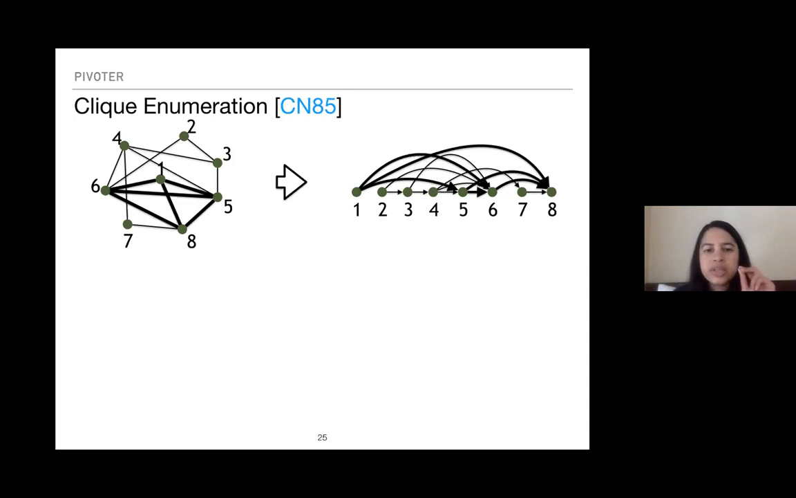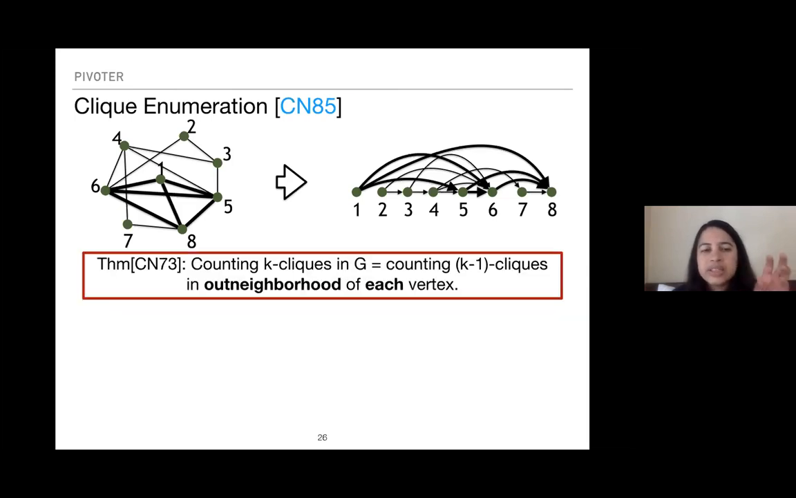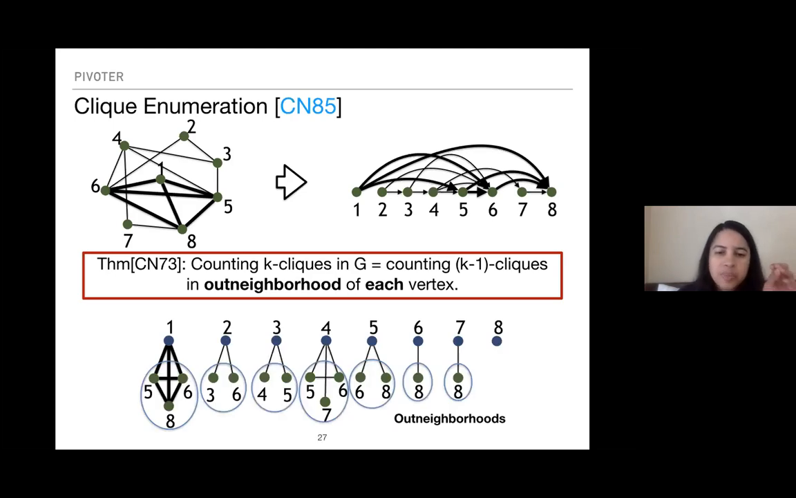And now one can show that counting the number of k-cliques in the original graph is equivalent to counting the number of k minus 1 cliques in the out neighborhood of each vertex. So now we'll spawn a branch for every vertex in the graph, look at its out neighborhood, and now we're interested in counting the number of k minus 1 cliques in these out neighborhoods. So notice that we are now dealing with the same problem that we started with, just on a smaller instance and for a smaller k.